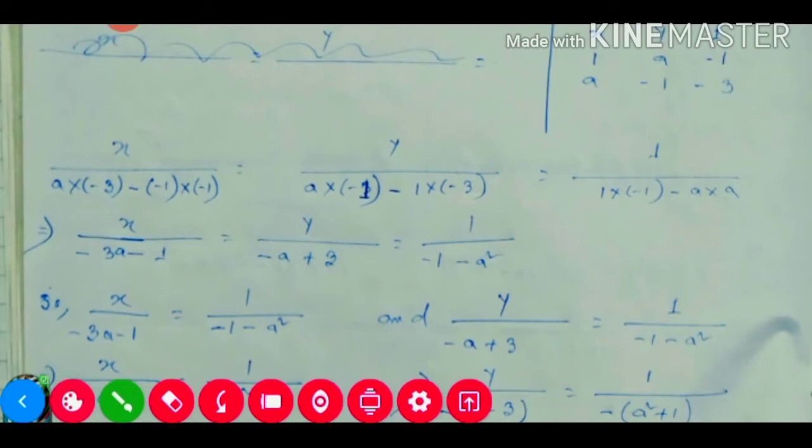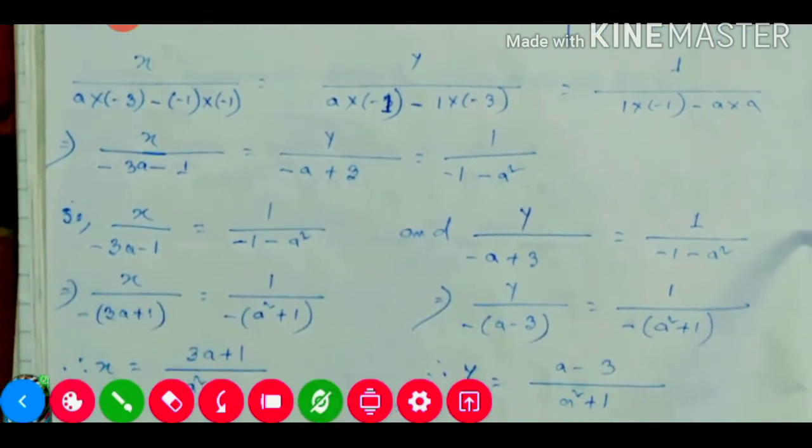Now we multiply this one. If we multiply, it will be minus 3a. Minus minus plus and plus minus will be minus, and 1 into 1, 1 only. Similarly this part also, a into minus 1, minus a. Minus here also minus, so minus minus will be plus, and 3 into 1, 3.